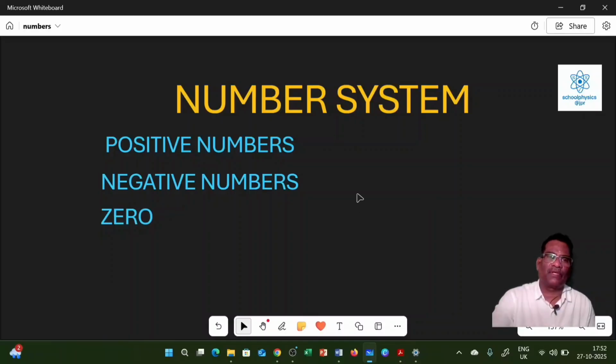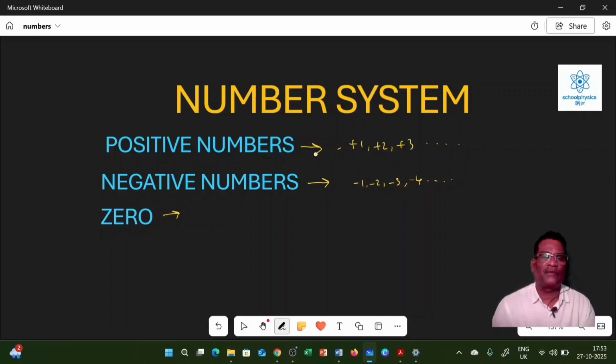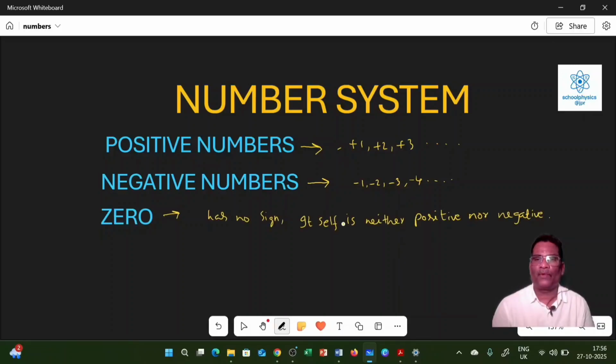Which numbers are called positive numbers or negative numbers? The positive numbers are written by placing a plus before the numbers: plus 1, plus 2, plus 3 and so on. Negative numbers are written as minus 1, minus 2, minus 3, minus 4 and so on. 0 is a number that has no sign. 0 is called neither positive nor negative. The numbers greater than 0 are called positive numbers. The numbers less than 0 are called negative numbers.